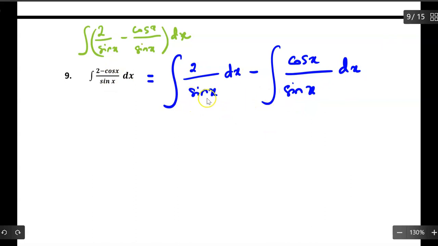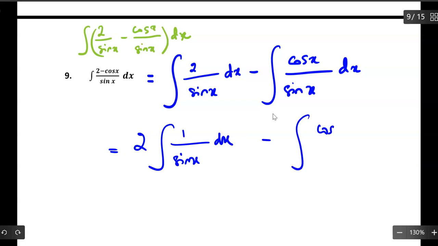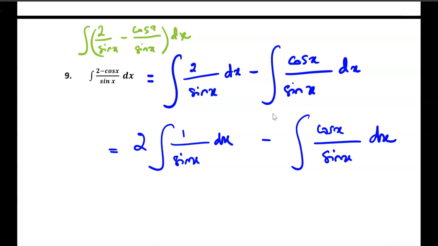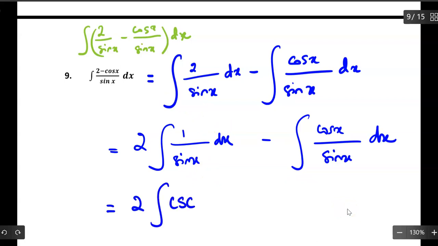So from this integral, I know that I can bring this constant across the integral sign. So I will have 1 over sine x dx. Here I have cos x over sine x dx. Okay, so then I need to apply trig identities. What is 1 over sine? 1 over sine is cosecant. So 2 times the integral of cosecant of x dx.